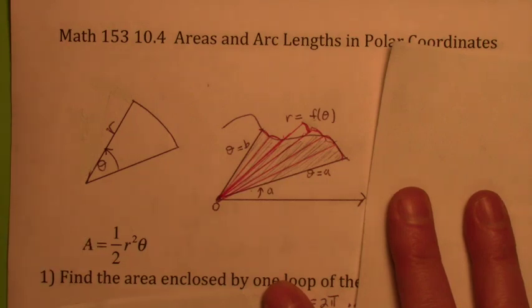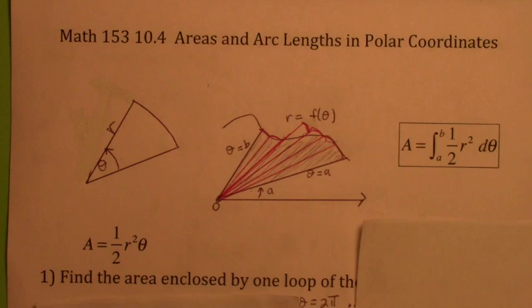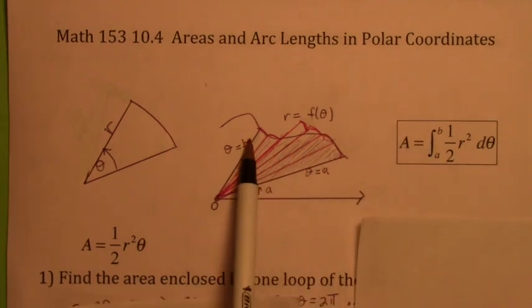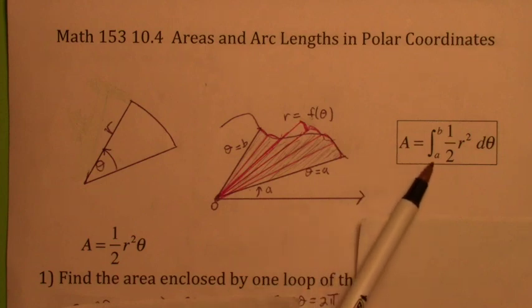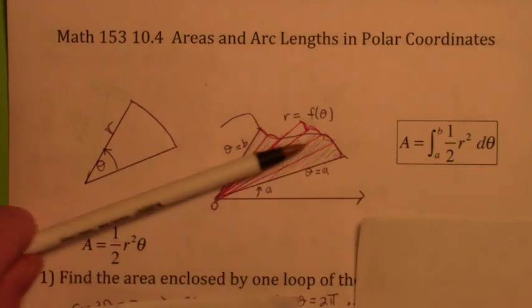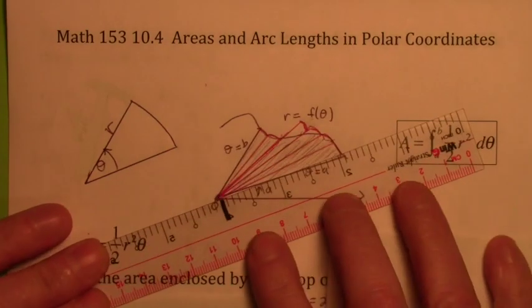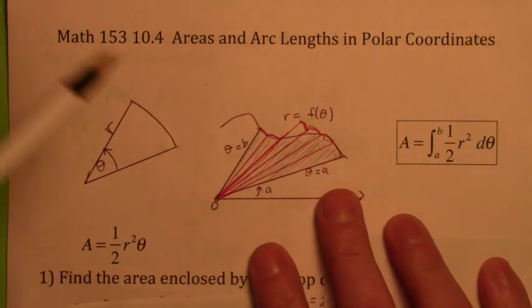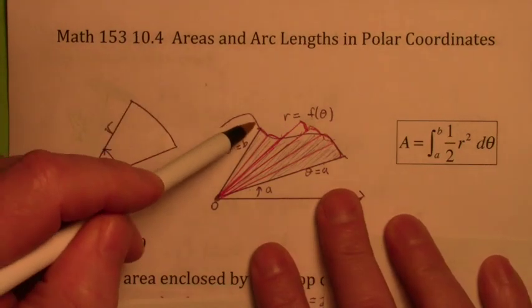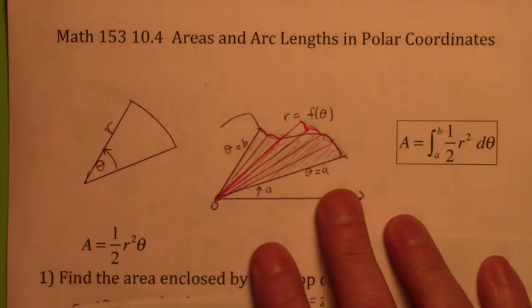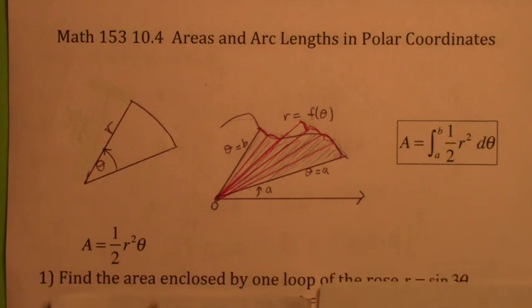When you take the limit of the Riemann sum and form an integral, lo and behold, it shouldn't be too surprising that the area of this region becomes the integral from theta equals a to theta equals b, so you're rotating from a to b, of 1/2 r squared d theta, where r is this graph of this line here. It's pretty easy. Anyway, so here we go.